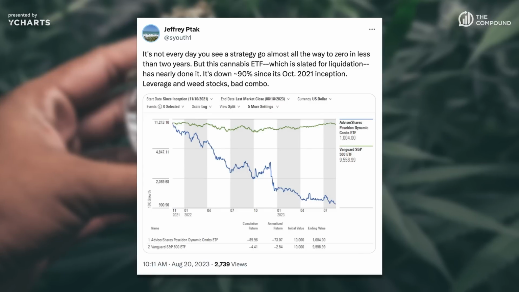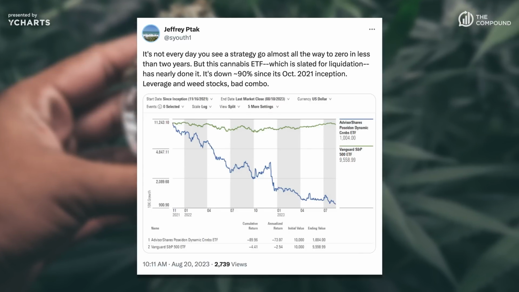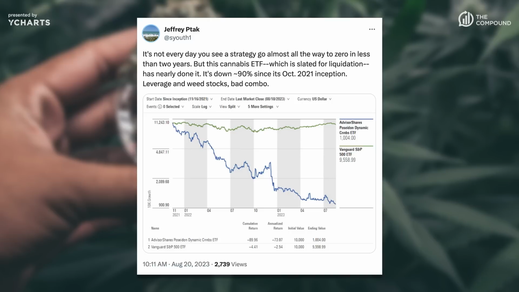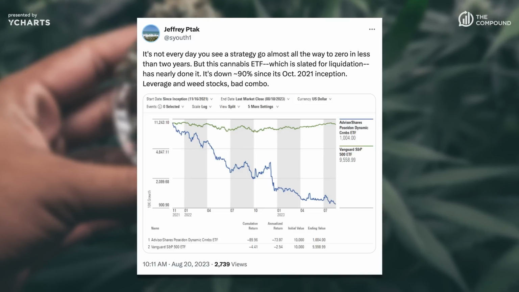Anyway, Jeffrey Patak tweeted, it's not every day you see a strategy go almost all the way to zero in less than 2 years. But this cannabis ETF, which is slated for liquidation, has nearly done it. It's down 90% since its October 21 inception. Leverage and weed stocks, bad combo. So it's a leveraged weed stock play. Anyway, Toke is still basically in the basement. You'd think weed investors would have a little more patience because they're a little more slow to react to things. Right? Sorry. So anyway, too easy.